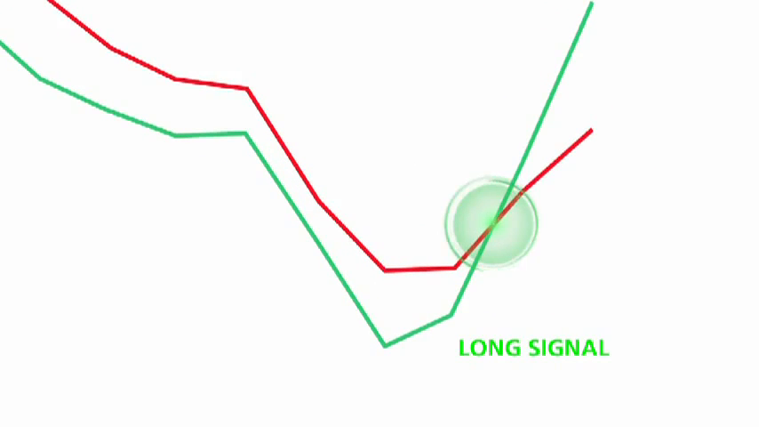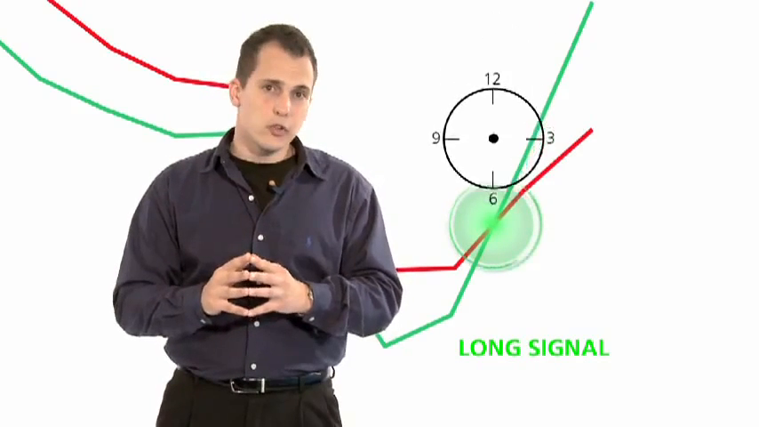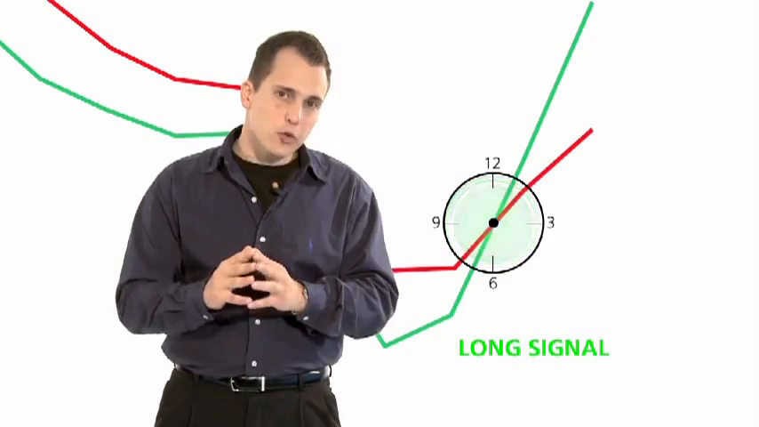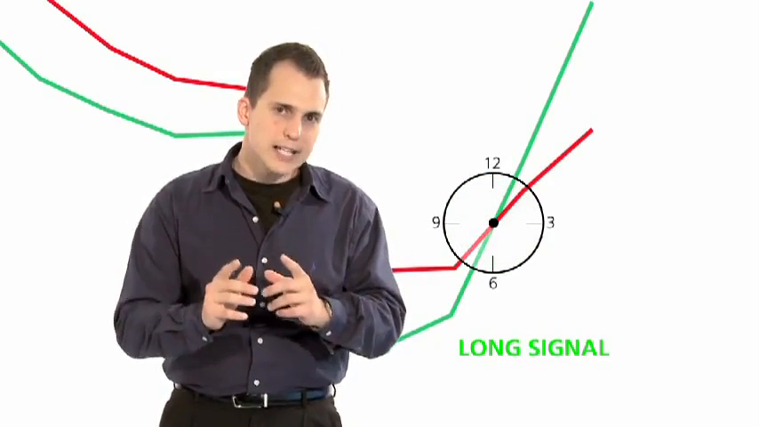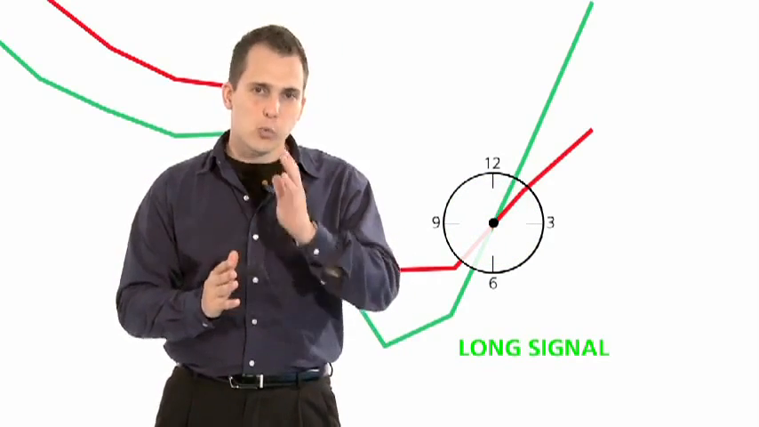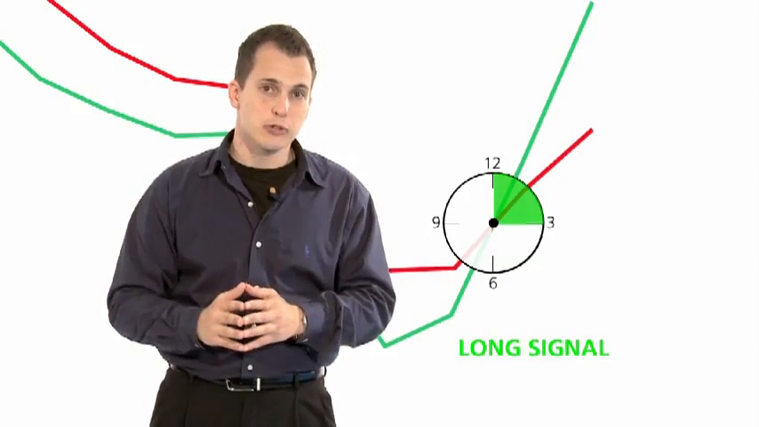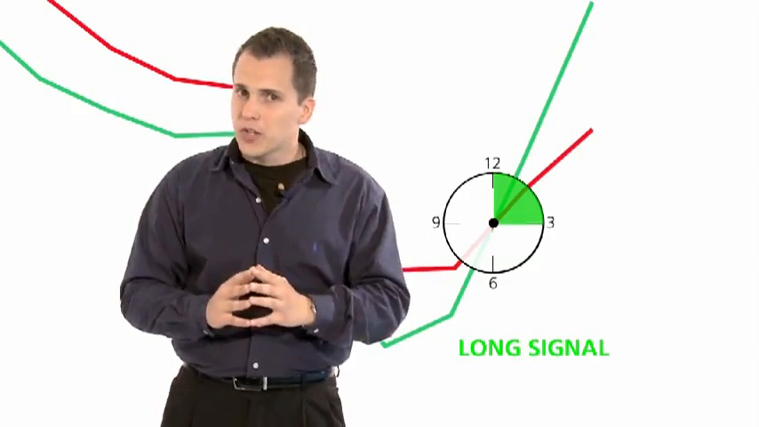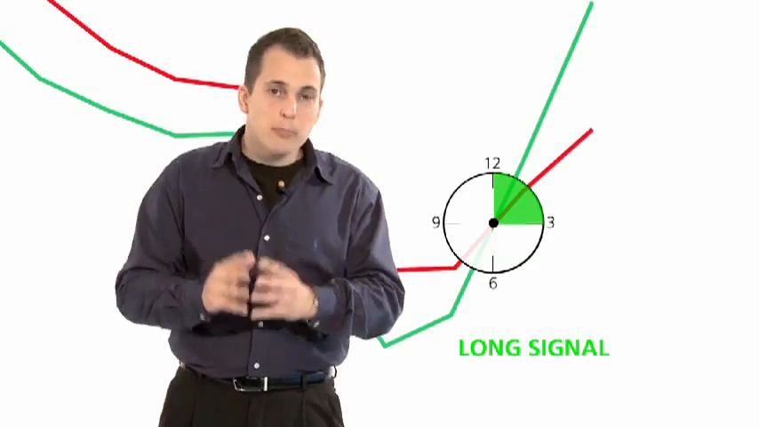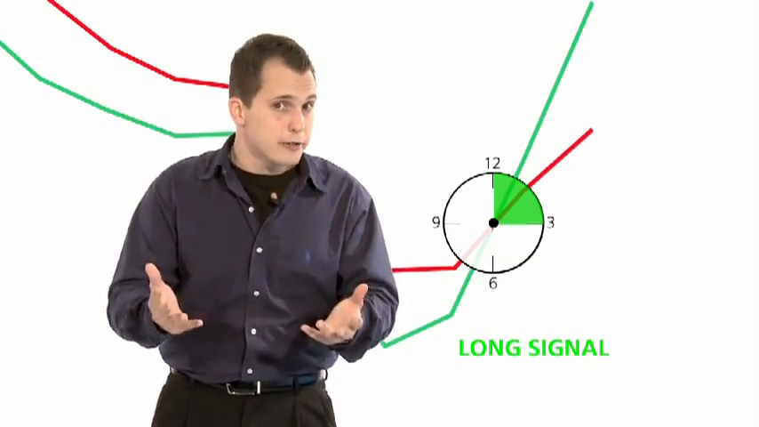A long signal is when the green line crosses above the red line and both of the lines are pointing in an upward direction. Another way you could view this is if you impose a clock face around the signal, the lines need to be pointing between 12 o'clock and 3 o'clock. And as you'll notice, that is in an upward direction. It needs to make sense. If you want the market to go up, the lines need to be pointing, guess which direction?